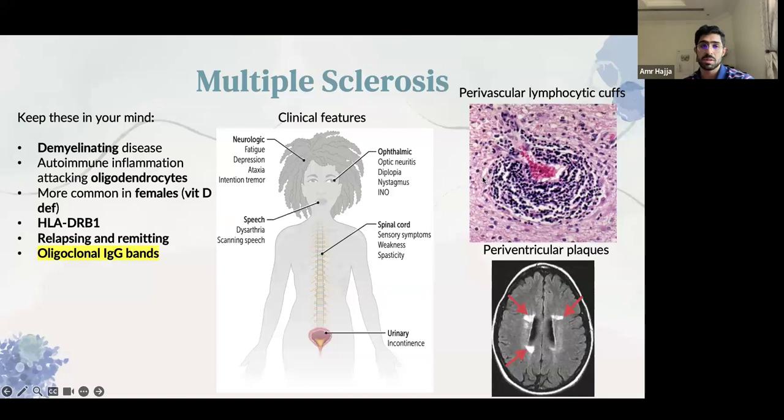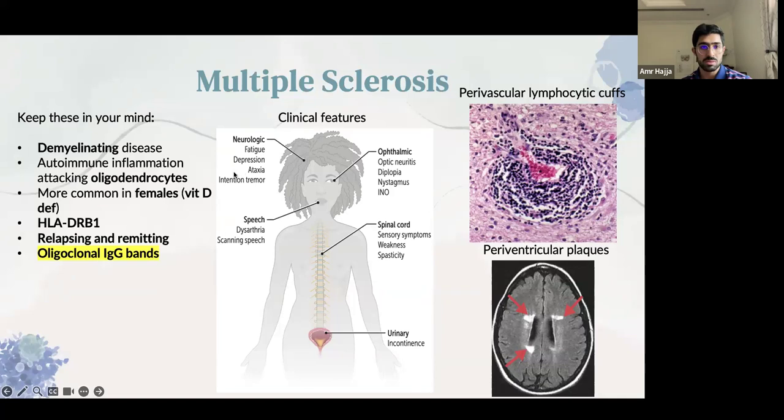And one last thing about the diagnosis, they will tell you they did CSF analysis and they saw a very important thing, which is the oligoclonal IgG bands, which happen as a result of the autoimmune inflammation that's characterized by lymphocytes as well as immunoglobulins like IgG forming oligoclonal IgG bands.